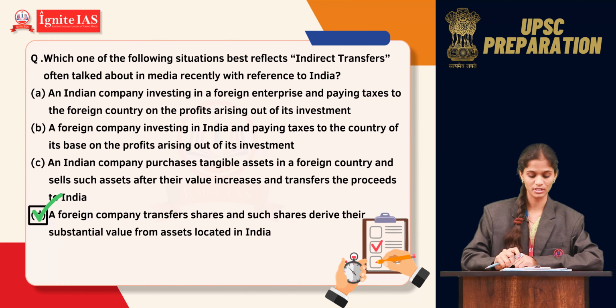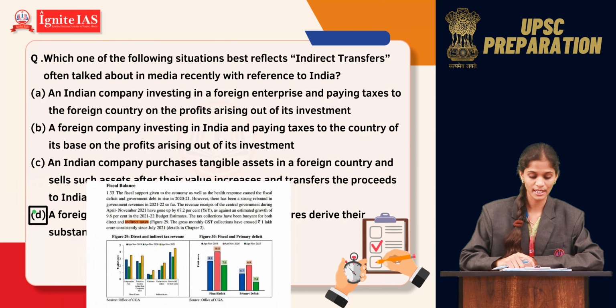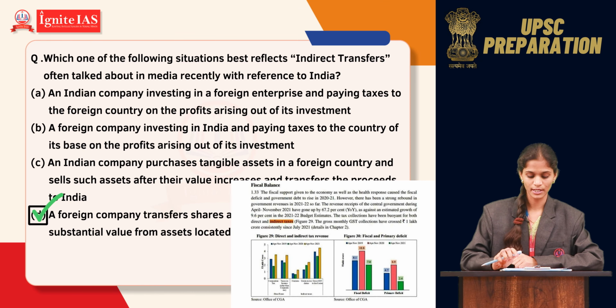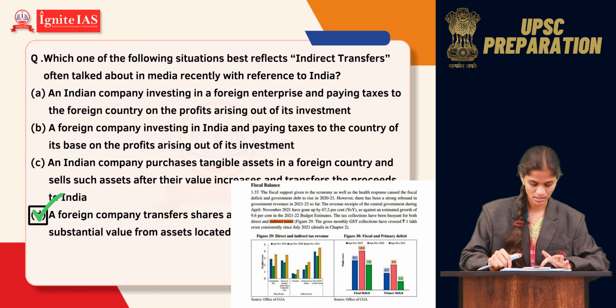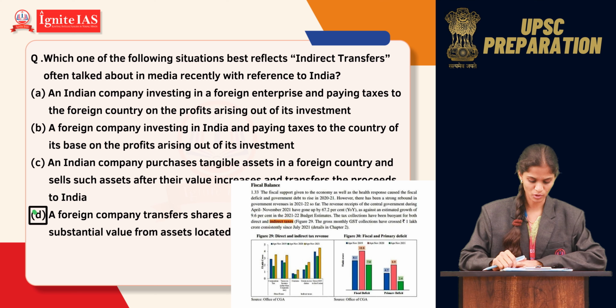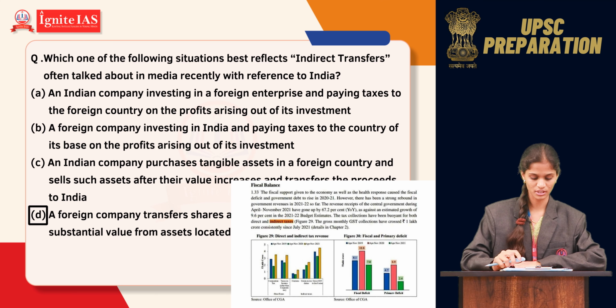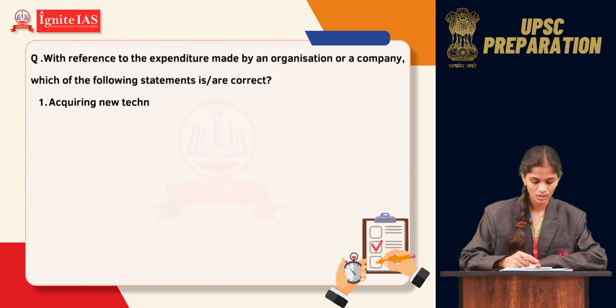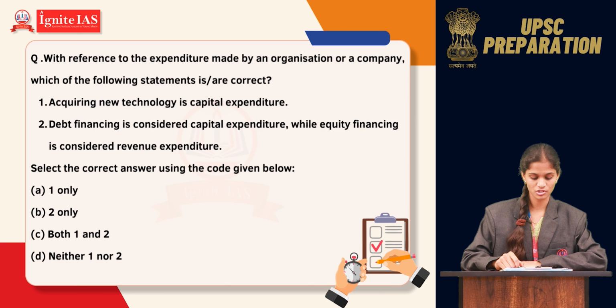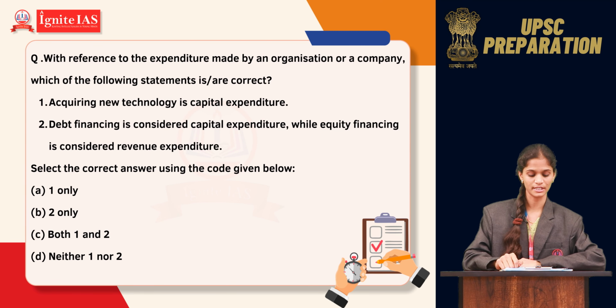The correct option is option D, and the indirect transfers can be seen in the Economic Survey of the year 2021-22 in the chapter on fiscal development. Indirect transfers is a provision introduced in the IT Act in 2012 with retrospective effect. Only those indirect transfers wherein more than 50% of underlying assets are in India will be subjected to capital gains tax in India. The next question: with reference to expenditure made by an organization or a company, which of the following statements are correct?